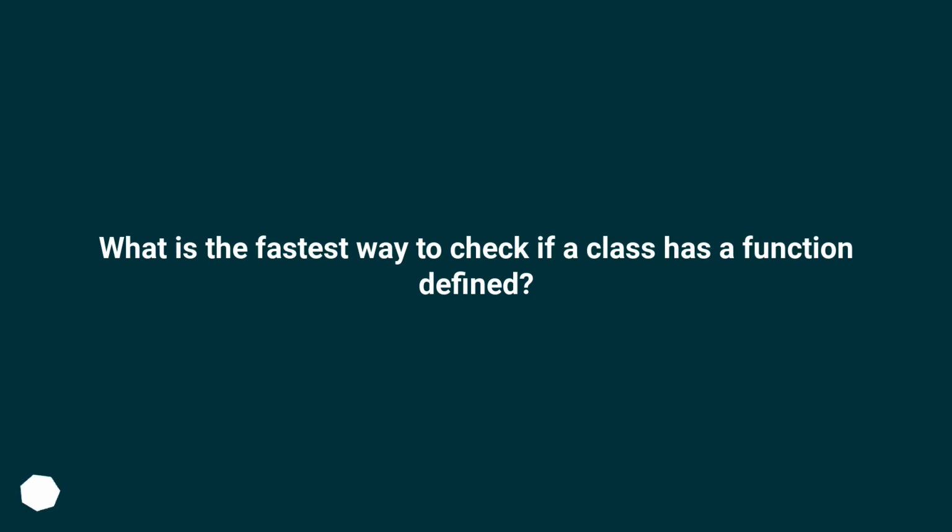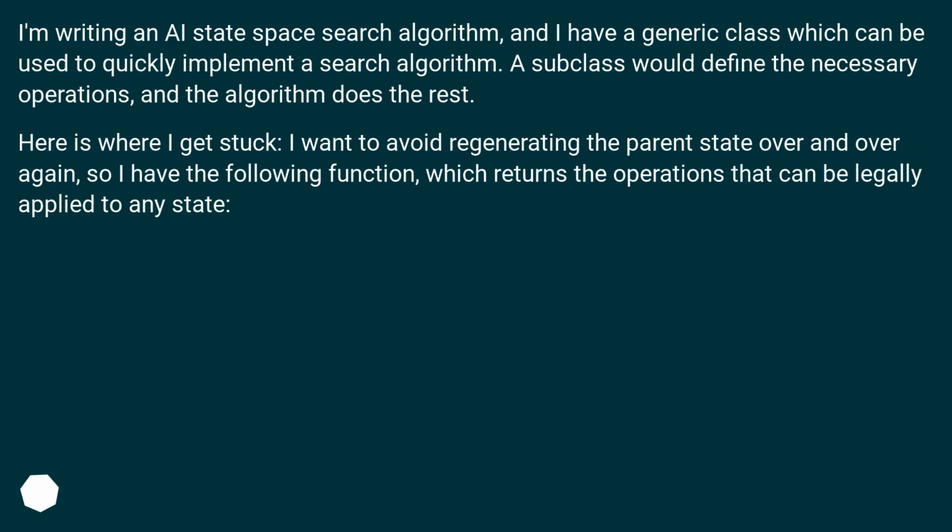What is the fastest way to check if a class has a function defined? I'm writing an iState-based search algorithm, and I have a generic class which can be used to quickly implement a search algorithm. A subclass will define the necessary operations, and the algorithm does the rest. Here is where I get stuck.